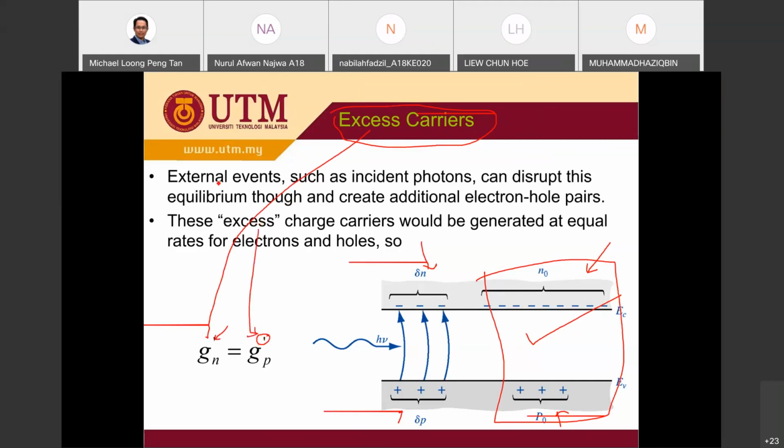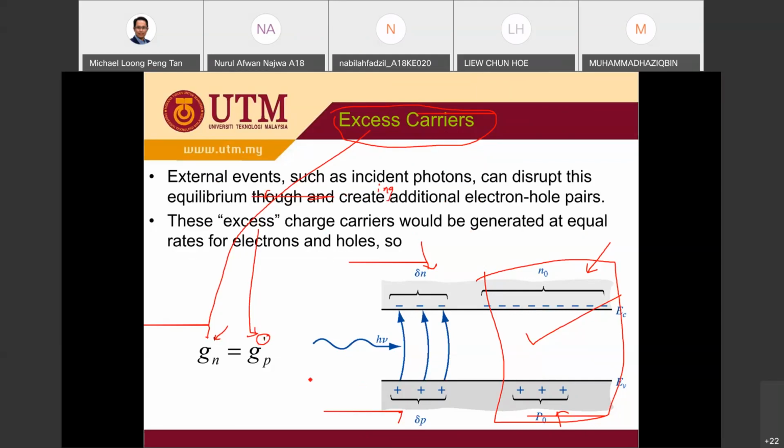So external events, such as photons, can disrupt the equilibrium through creating additional electron and hole pairs. Typo here, it should be "through creating". This excess charge carrier will be generated at equal rates for electrons and holes.